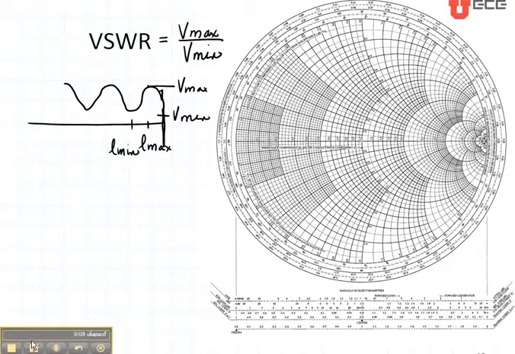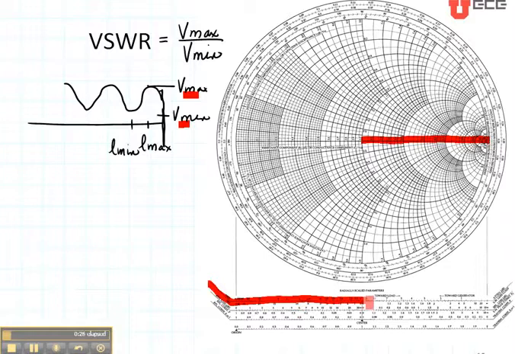Now let's talk about the voltage standing wave ratio. Remember, when we have a standing wave, it has an envelope that has a maximum and a minimum value to it. The voltage standing wave ratio is Vmax divided by Vmin. We can read that in two different places on the Smith chart. One is right here on this axis, and the other is right here. Both of these axes are going to give us the same value.